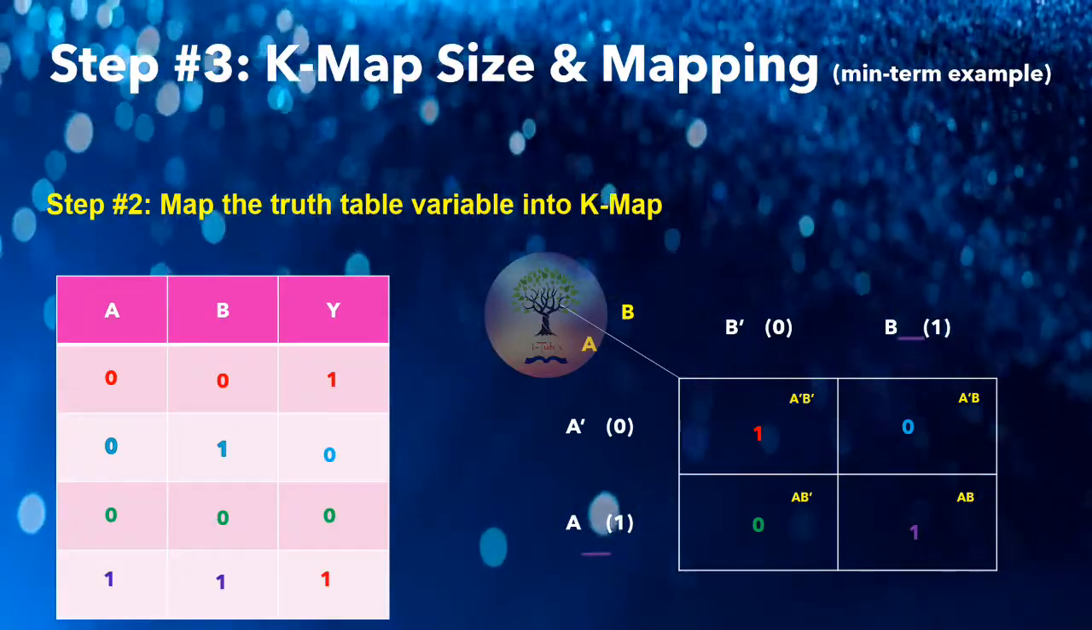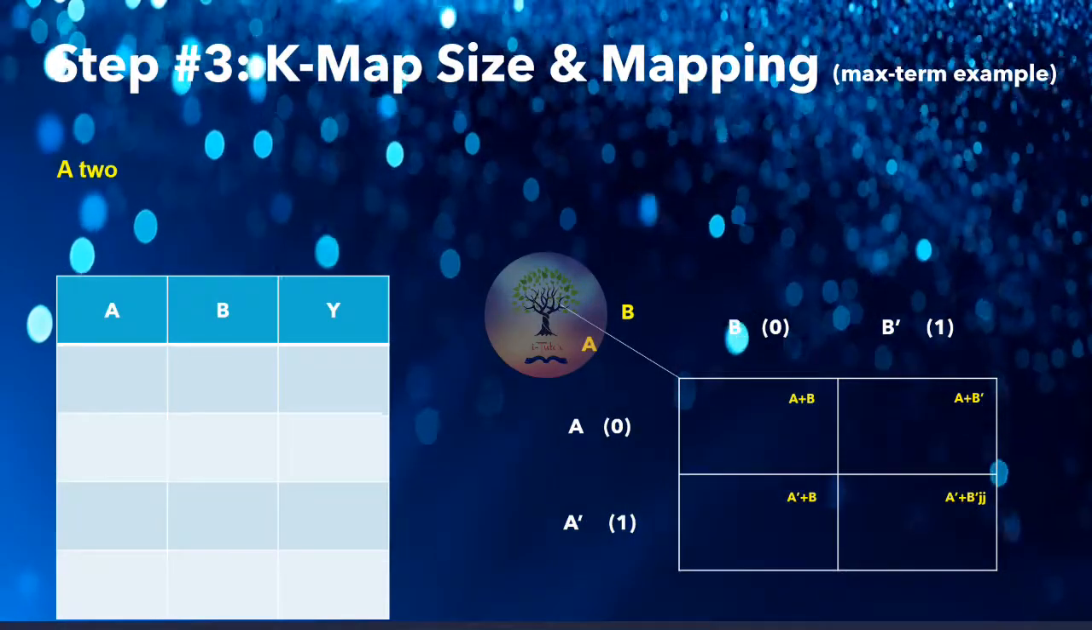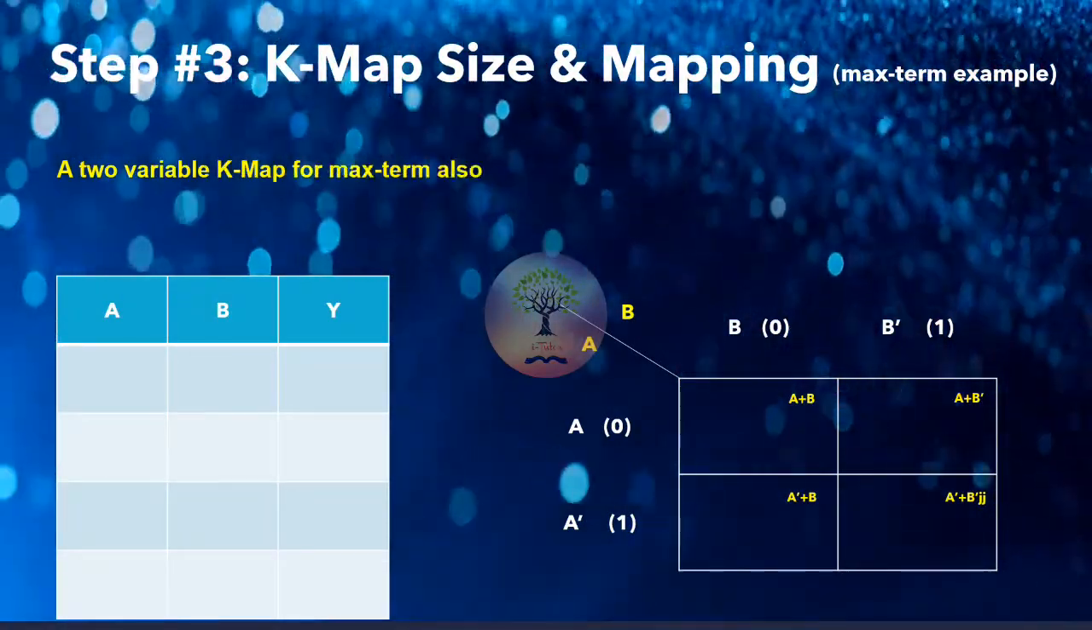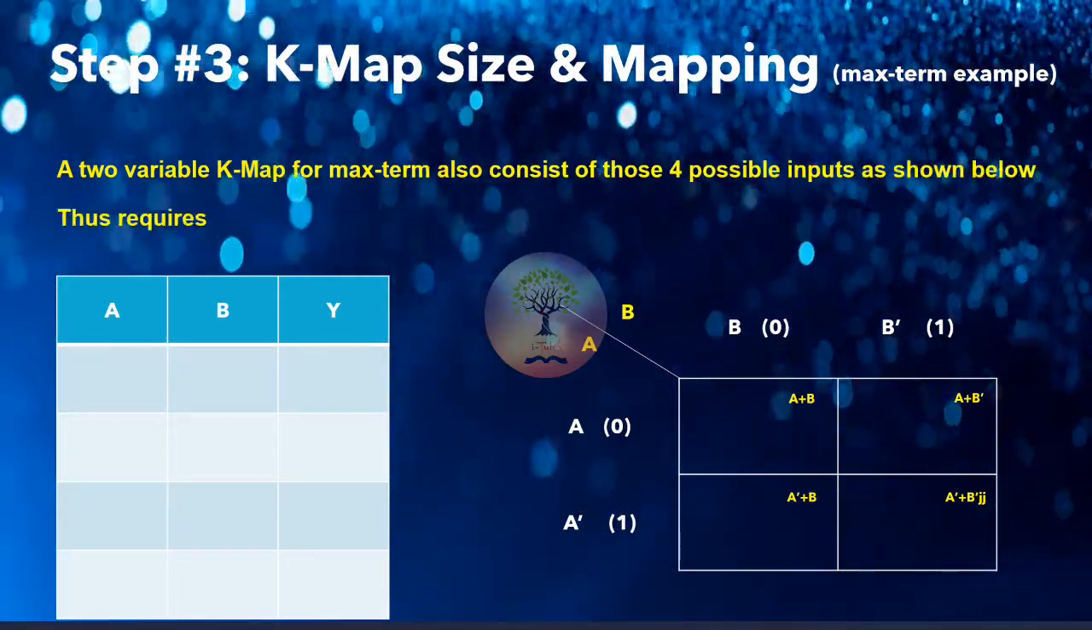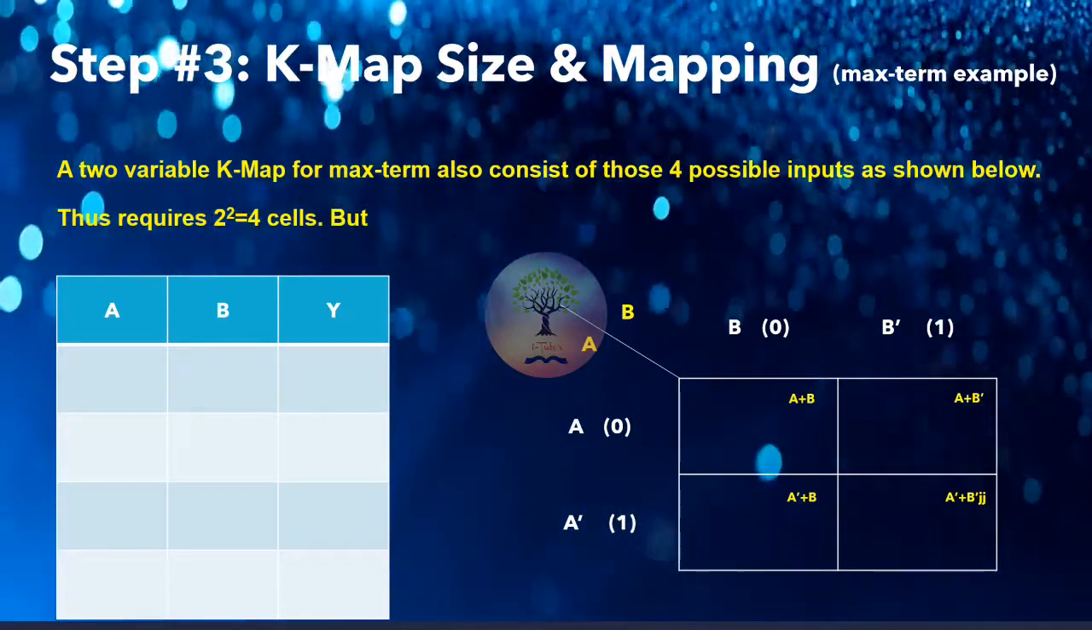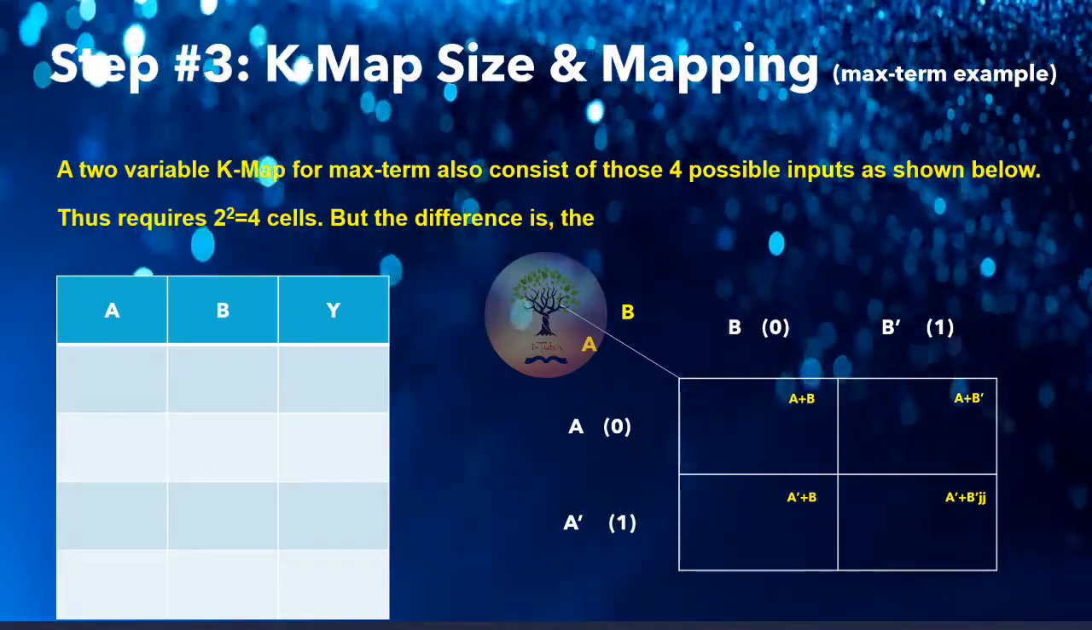A 2-variable KMap for max term also consists of those 4 possible inputs, as shown below. Thus it requires 2 power 2 equals 4 cells. But the key difference is, the max terms are represented by zeros instead of 1.